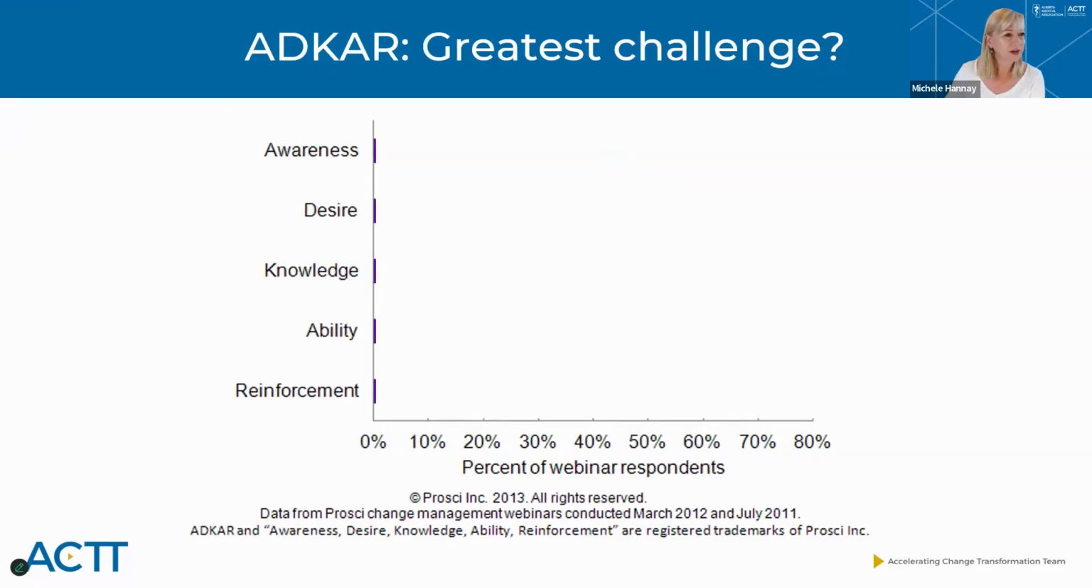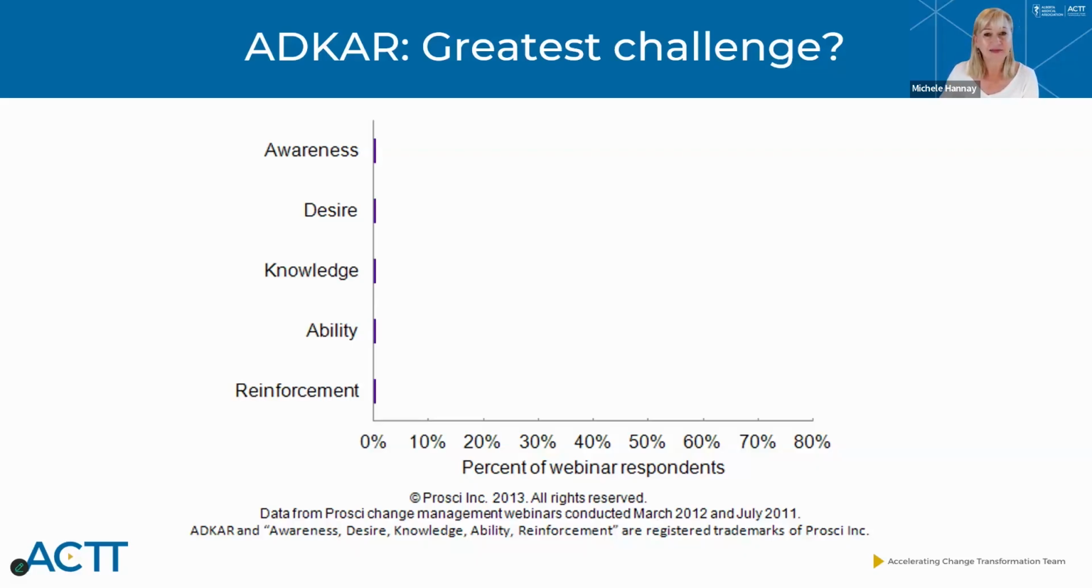I see desire, reinforcement, desire, reinforcement, desire, reinforcement, ability, ability. Yeah. Okay.